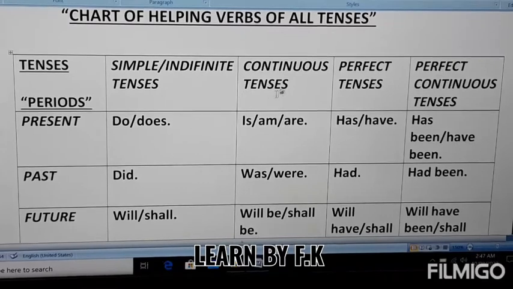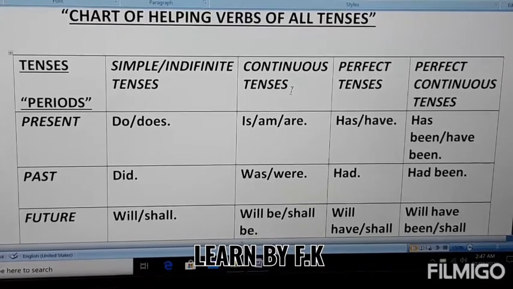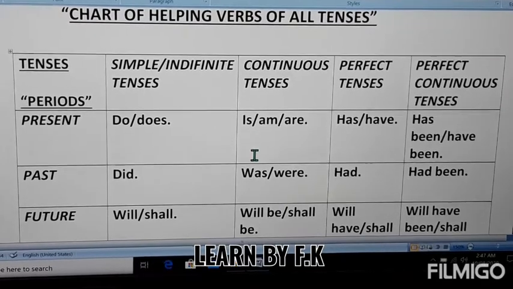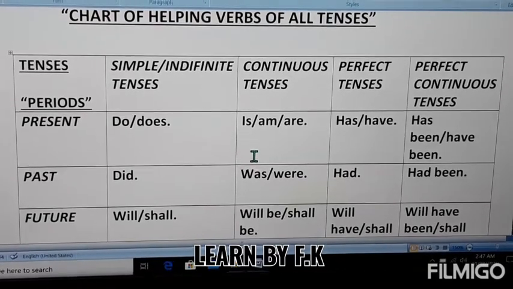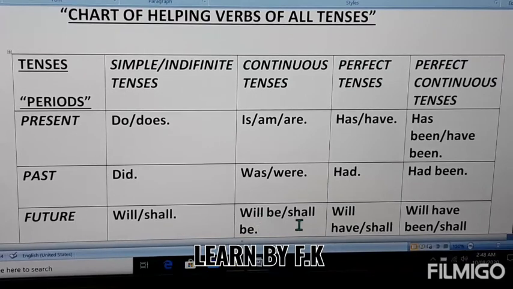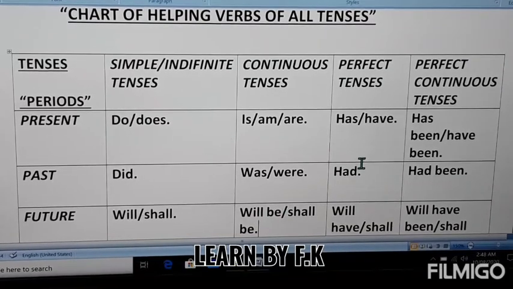Now for the second column. In the second column we have the continuous tenses. In the present continuous tense we use is, am, are as helping verbs. In the past continuous tense we use was, were, and for the third portion here, for the future continuous tense, we use will be or shall be.